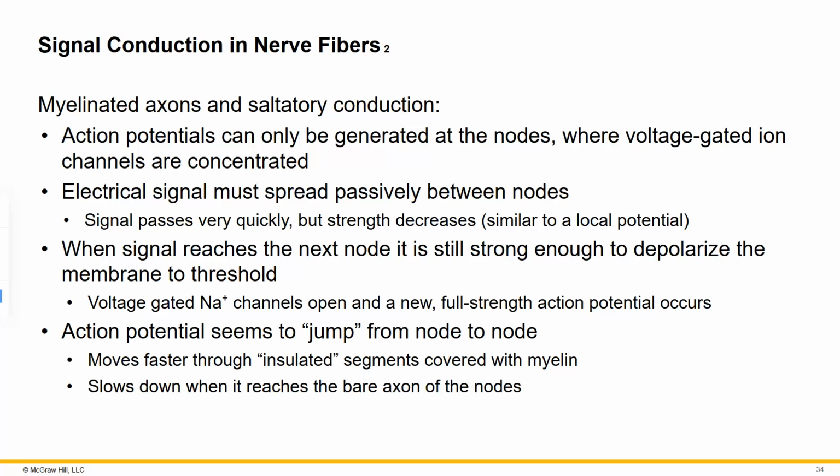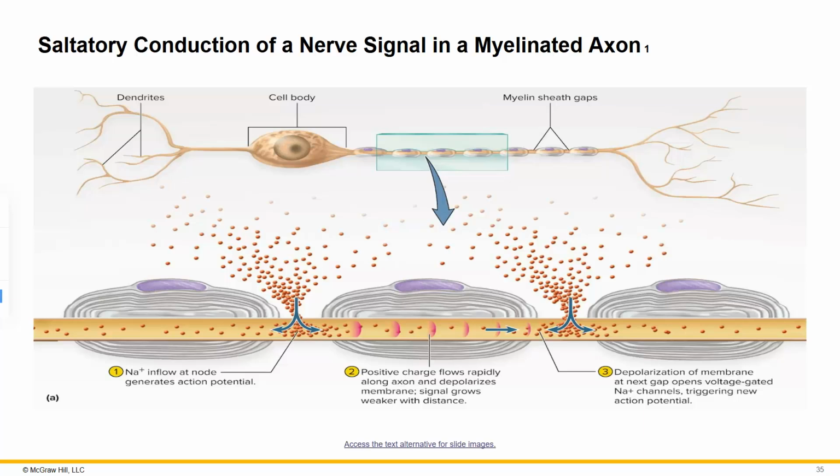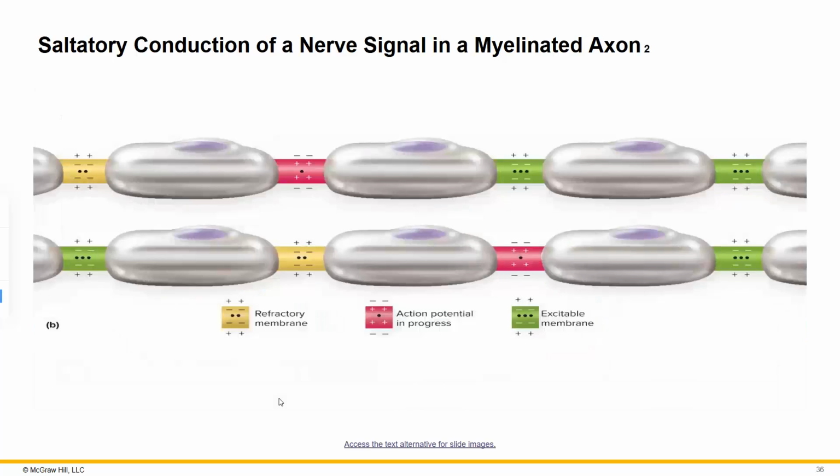It moves faster through the insulated segments covered with myelin and slows down when it reaches the bare axon of the nodes. So here you can kind of see if they're insulated, the ions don't escape. It's in the nodes that the ions are allowed to kind of float farther away, and that causes disruption in the signal. All in all, the action potential is able to continue all the way down to the end.